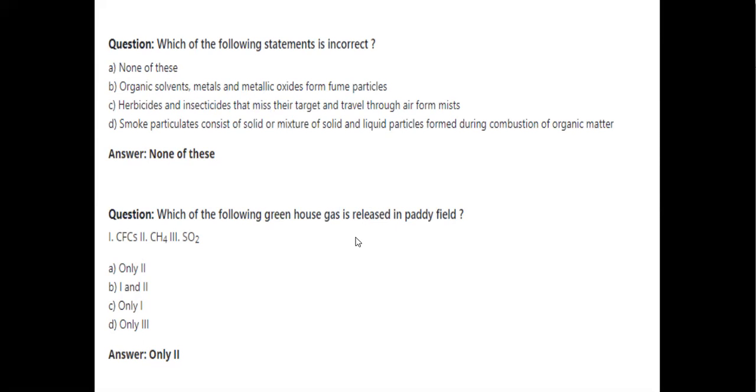Which of the following greenhouse gas is released in paddy fields? CFC, CH4, and SO2. Which one is released in paddy field? That is your methane, CH4. So option 2. Where is option 2? Option 2, only option 2. That is A. Option A is your right answer. Only methane is a greenhouse gas which is released in paddy fields.